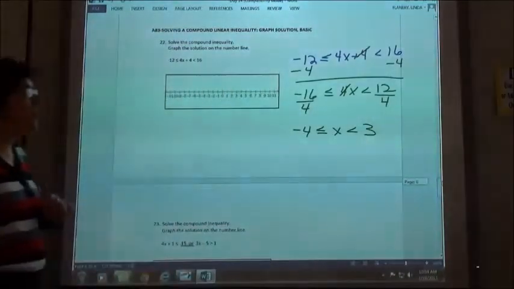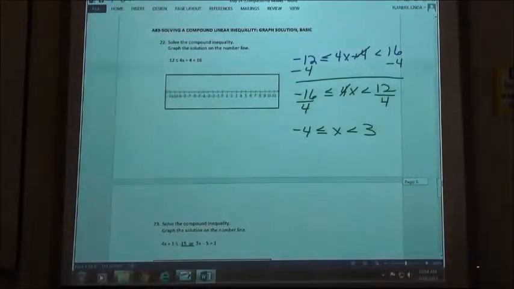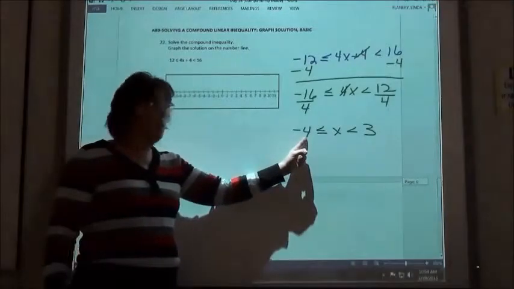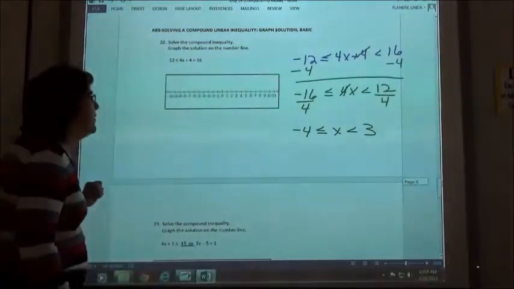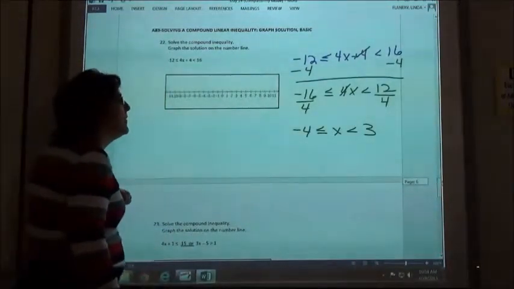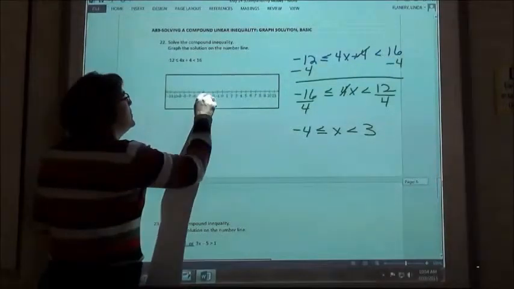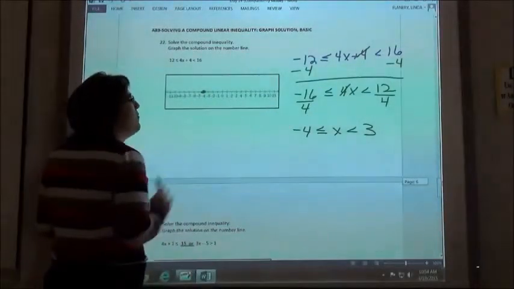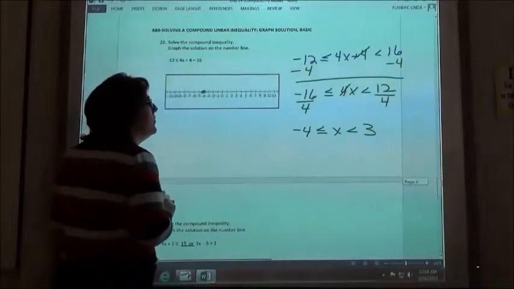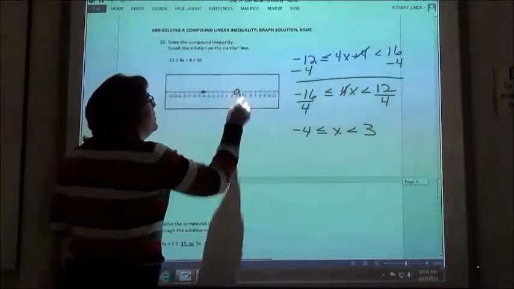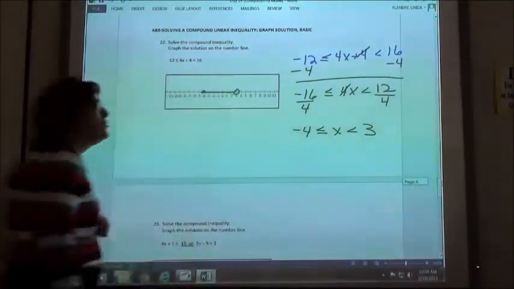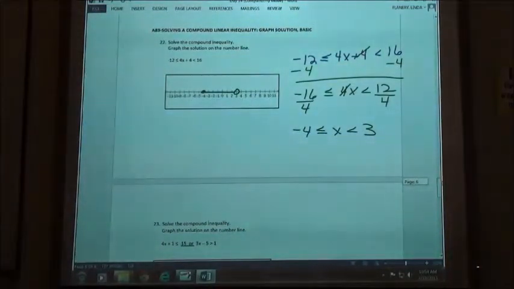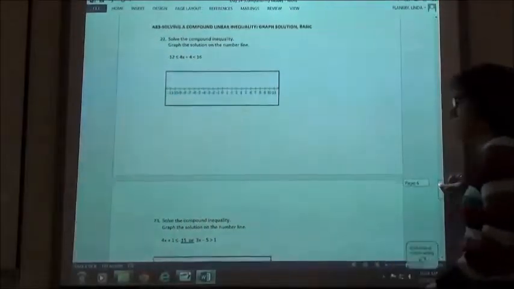They're then going to have you put that on the number line. So, on the negative 4 end, what kind of dot are we going to have? You're going to have a closed dot. Closed dot, the filled in circle. And on the 3, you're going to have an open circle. The open circle, and we're just going to shade between those two dots because the x is in the middle. Okay? Now sometimes they'll just write it as two separate equations.